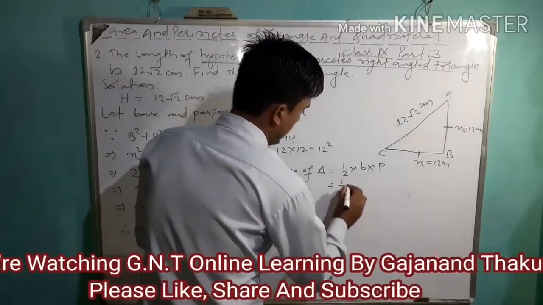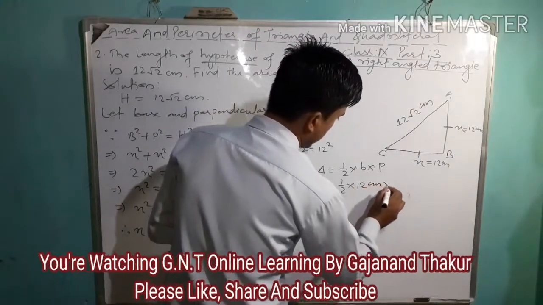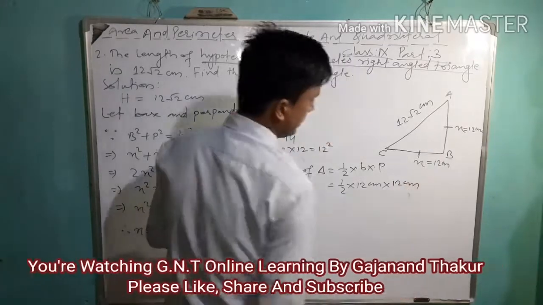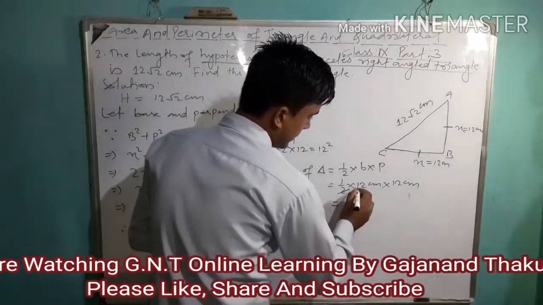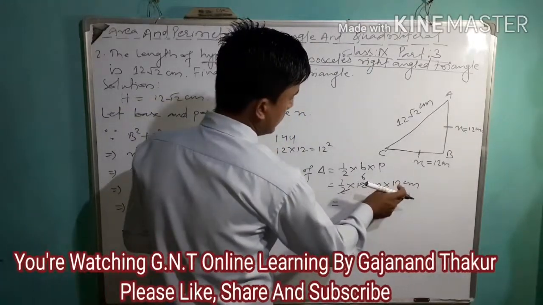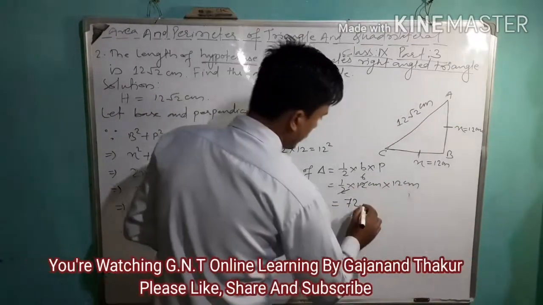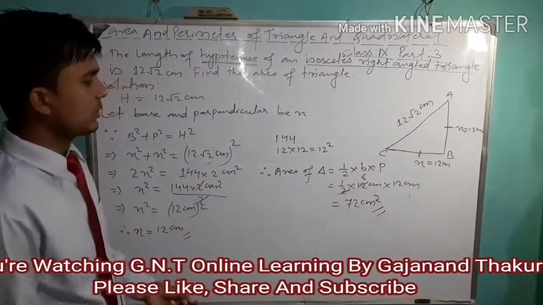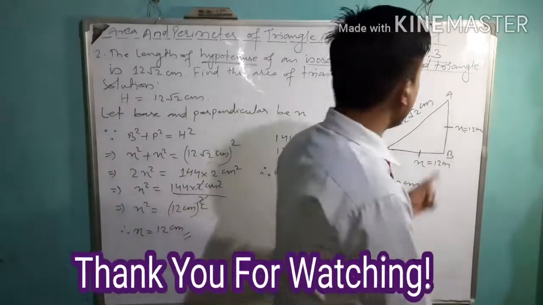Now 1 by 2 into base. The base is how much here? 12 centimeter. And the perpendicular is 12 centimeter. Now let's cancel: 2 ones are 2, 2 sixes are 12. So 6 into 12, that means 12 sixes are 72. Centimeter into centimeter gives centimeter square. So this is the answer: 72 centimeter square is the area of this triangle.